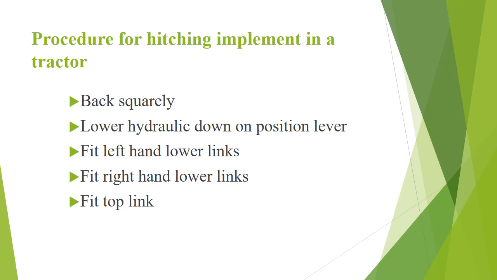Finally, let's see the procedure for hitching an implement to a tractor. Procedure number 1, you have to back squarely. Procedure number 2, you have to lower the hydraulics to the down position. Procedure number 3, you have to fit the left hand lower link. The fourth procedure, you have to fit the right hand lower link. And the fifth and final procedure, you have to fit the top link. Thank you.